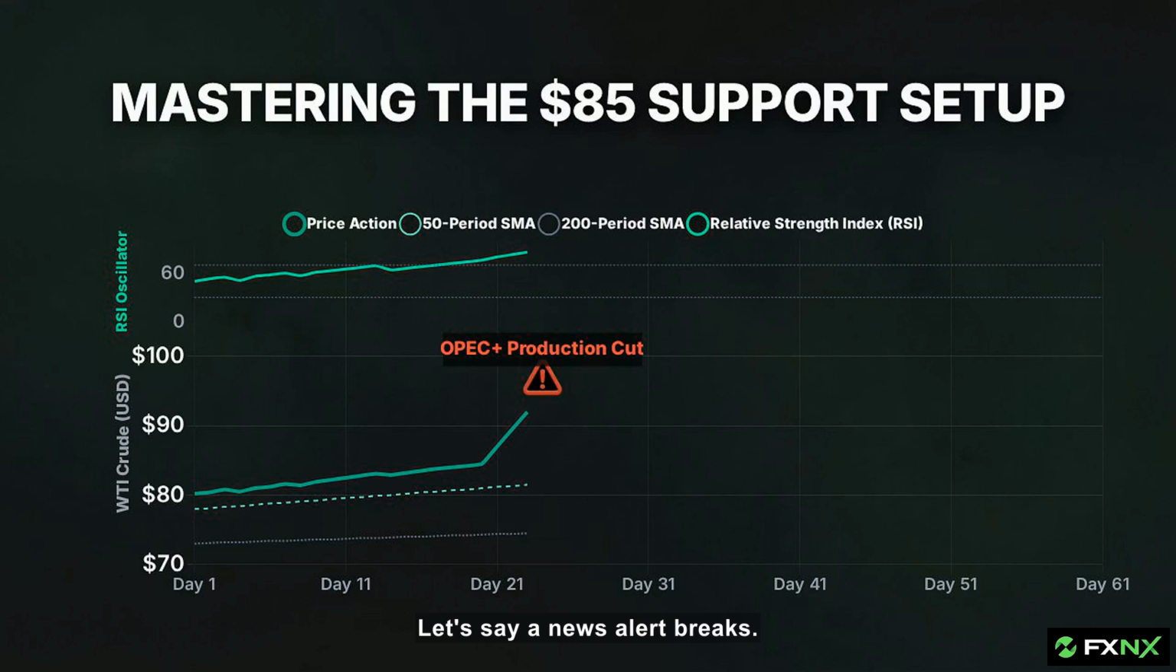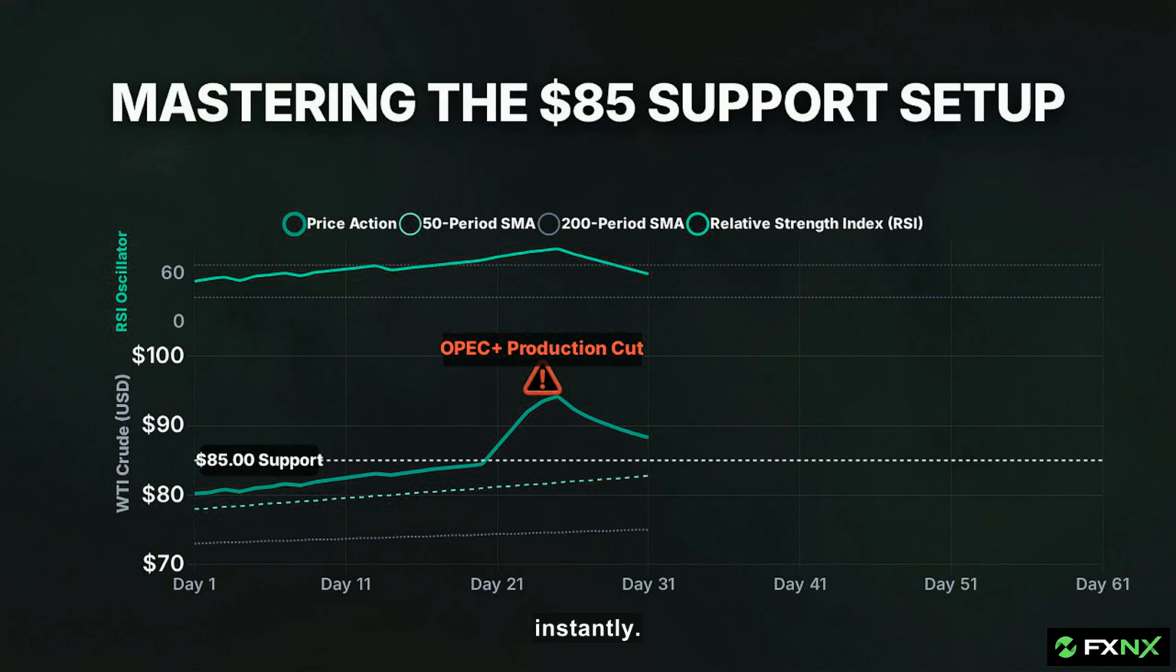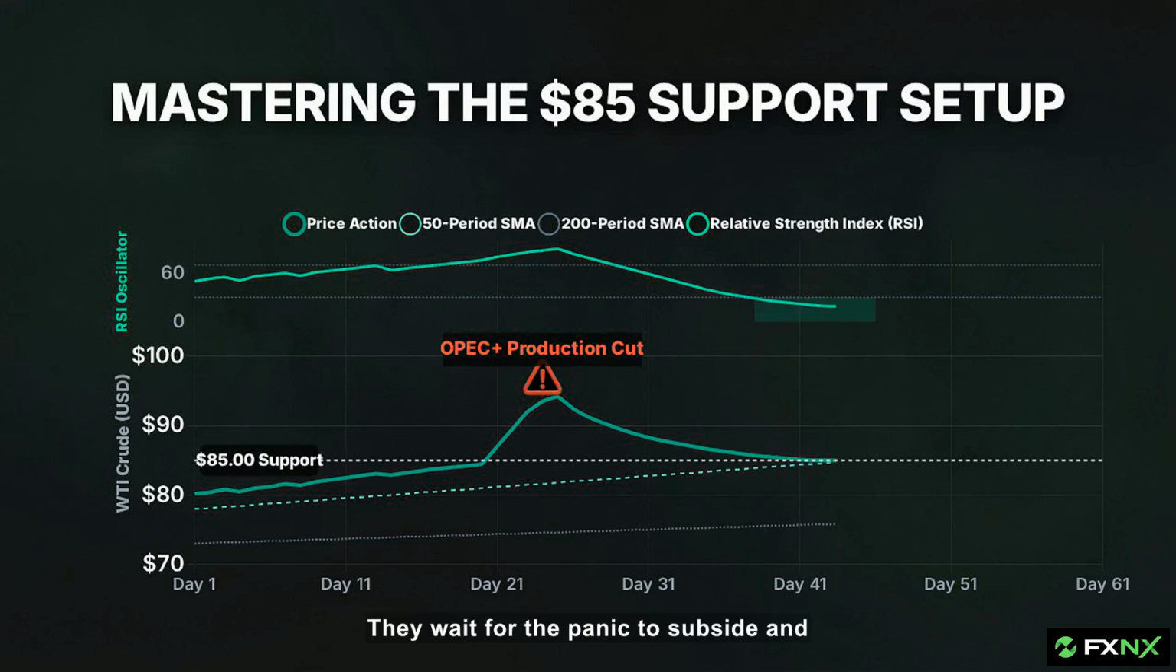Let's say a news alert breaks. OPEC Plus announces a sudden production cut. The market reacts emotionally, and the price spikes instantly. Professional traders do not buy the top of that spike. They wait for the panic to subside and for the price to pull back to a structural support level, like $85, which perfectly aligns with our moving average.